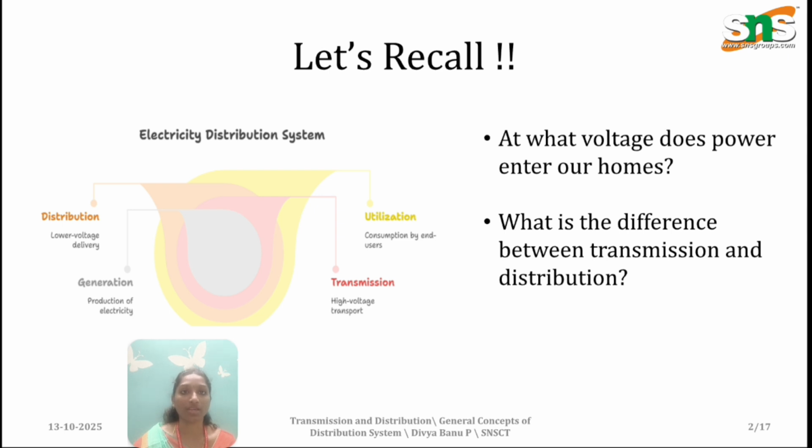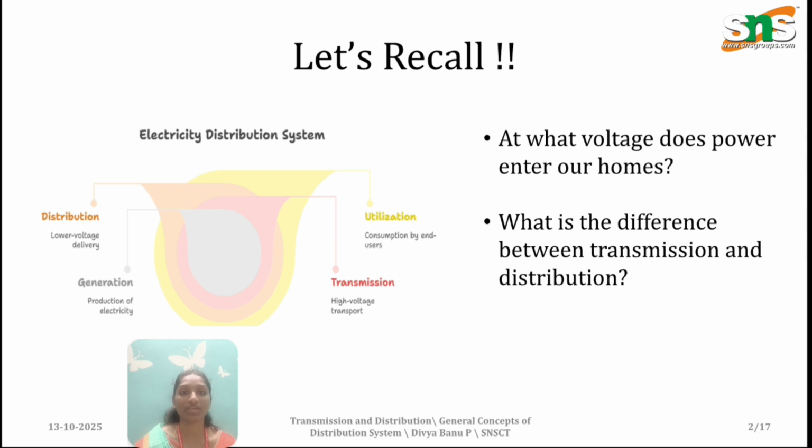Let us recall something before going into the distribution system. A general electricity distribution system is clearly shown in the picture. It has generation, transmission, distribution, and utilization parts, where utilization is consumption by the end users. At what voltage level does power enter our homes? It is about 230 volts.